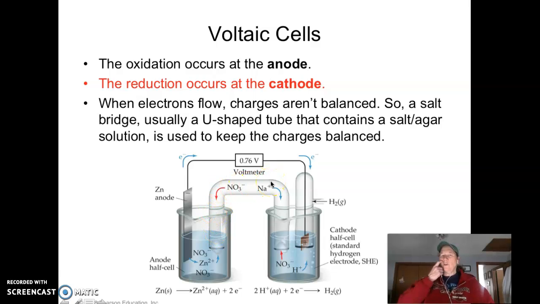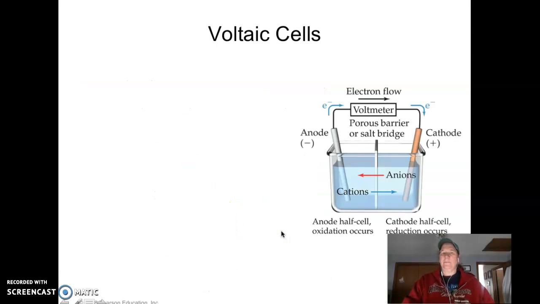Okay, so when you have a voltaic cell, you have some sort of metal that's your anode, and this is where your oxidation is occurring. And then you have another element, and this is where your reduction is occurring. It flows from the anode, where oxidation is occurring, to the cathode, where reduction is occurring. Okay, so it flows from A to C. And again, the salt bridge is just a thing to help when you have charges that aren't balanced; it helps keep them balanced. Like I said, it's kind of like a buffer, okay?